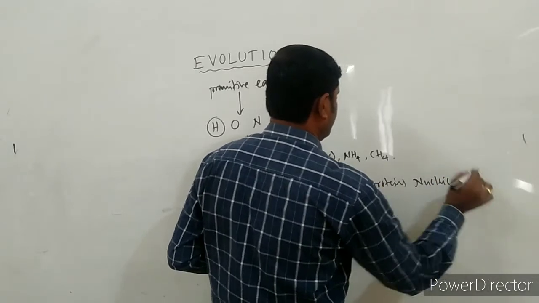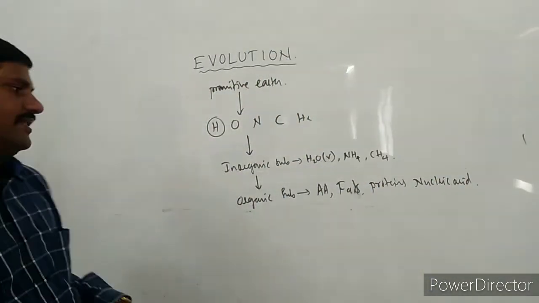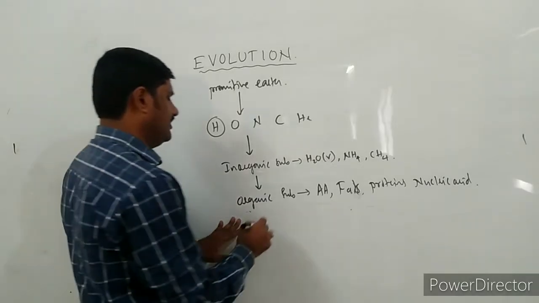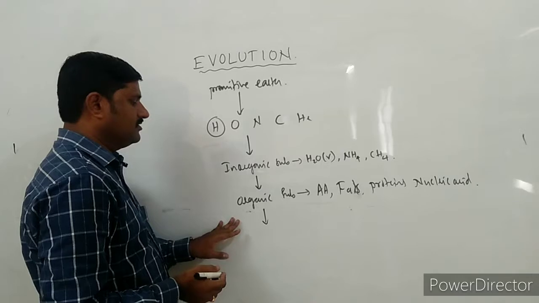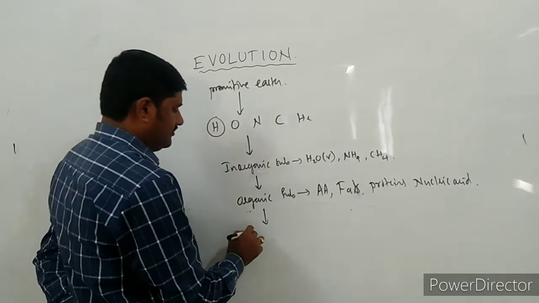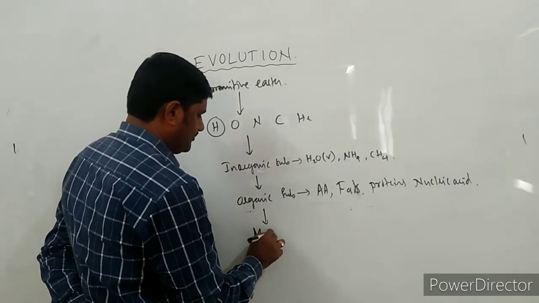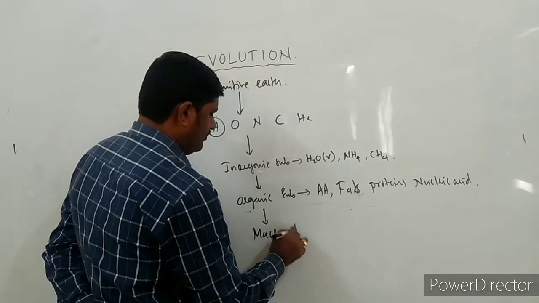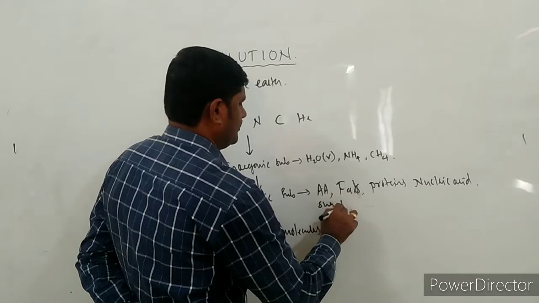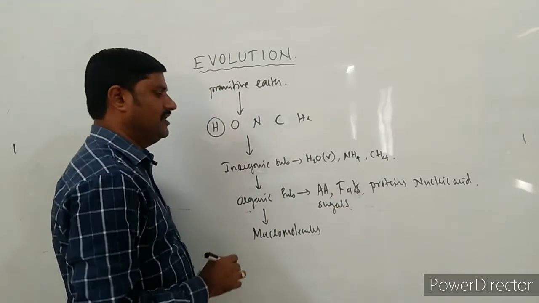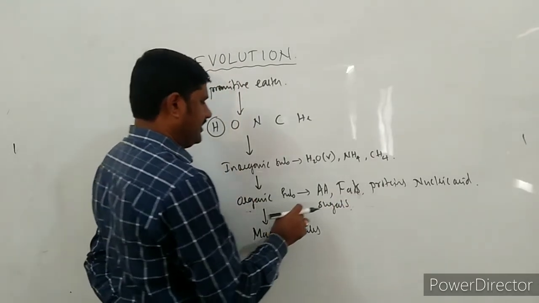Like this, all these are the organic substances that are formed over here. And after this, what happened is that macromolecules were formed, sugars were formed, right? Sugars were formed, all these were formed initially, right?